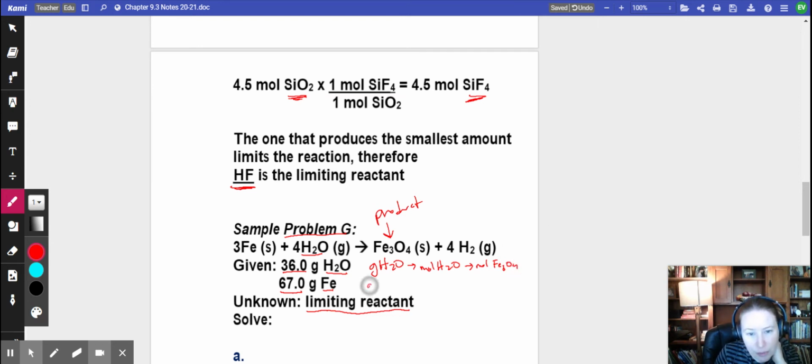And then I have to do grams of iron. Change it to moles of iron, divide by the molar mass, and change that to moles of Fe3O4. And whichever makes the least amount is my limiting reactant. Okay, so I have the calculations down below.